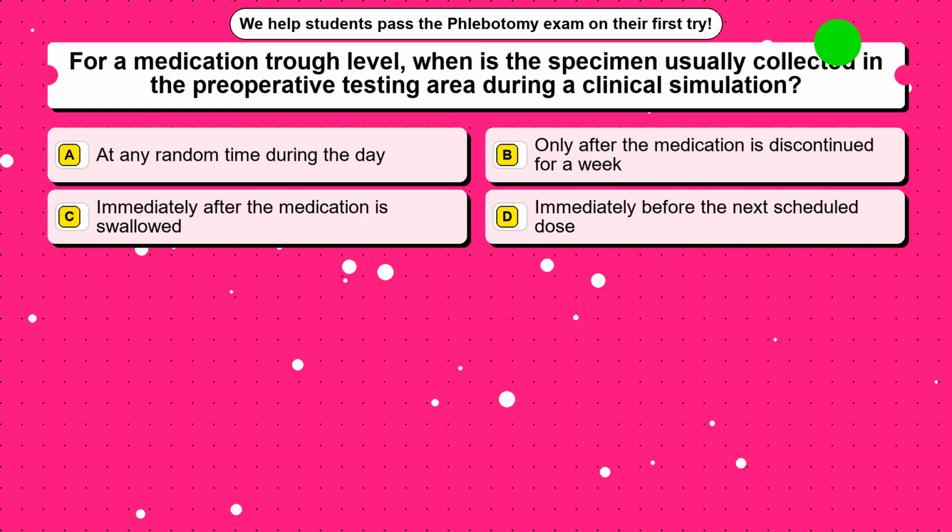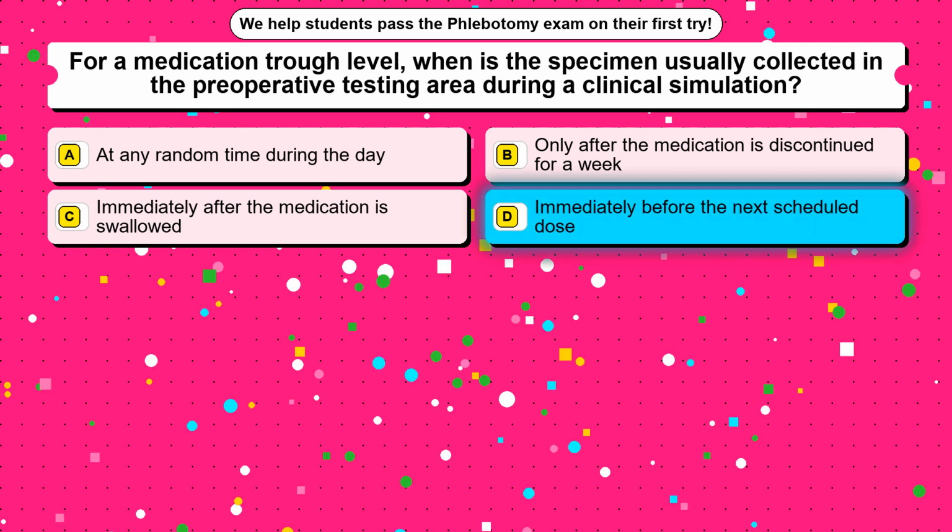Question 40. For a medication trough level, when is the specimen usually collected in the preoperative testing area during a clinical simulation? Option A, at any random time during the day. Option B, only after the medication is discontinued for a week. Option C, immediately after the medication is swallowed. Option D, immediately before the next scheduled dose.